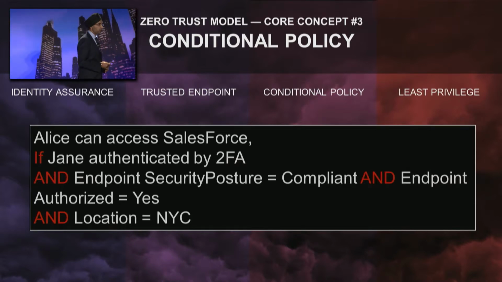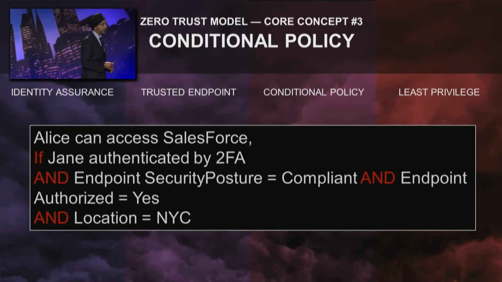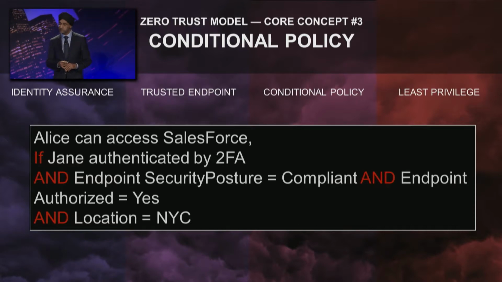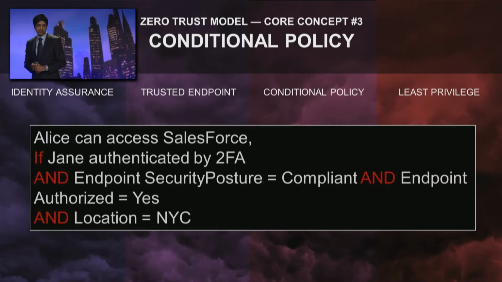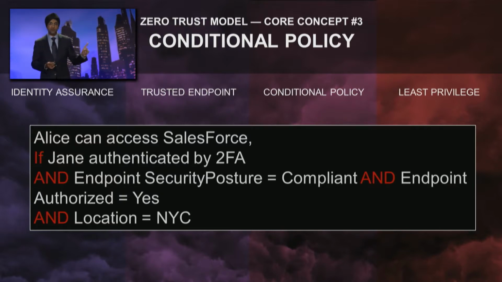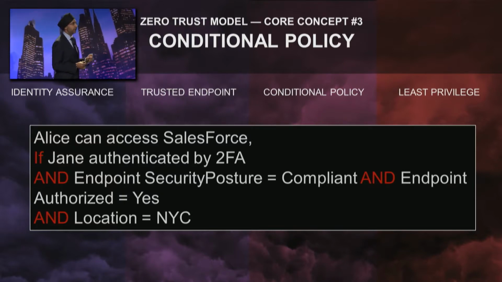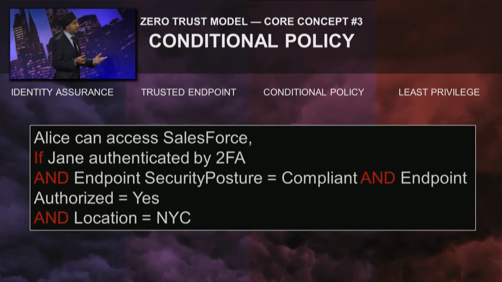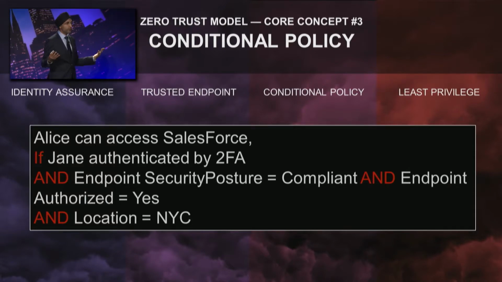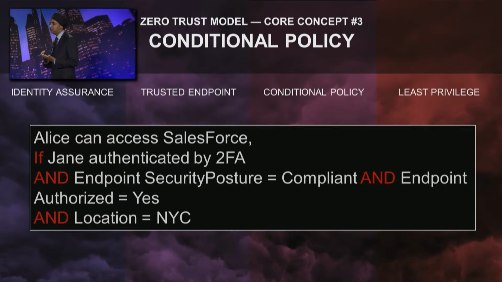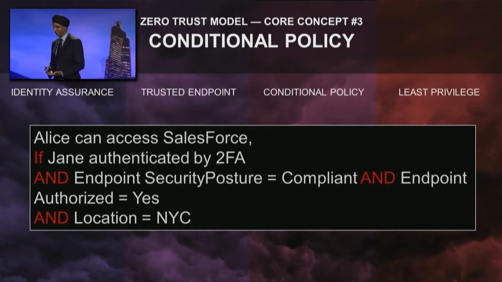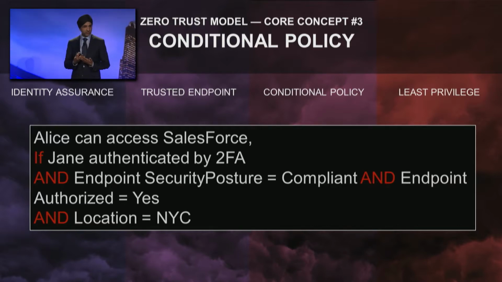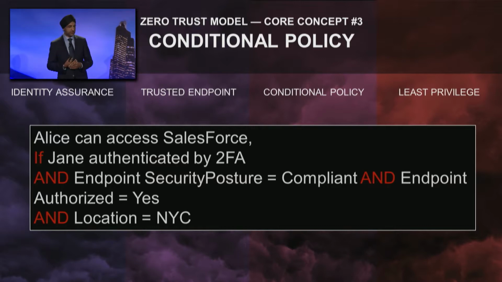Here's an example of a conditional policy. Here's Alice, can access Salesforce if Alice, so got a spelling mistake in there. If Alice is authenticated with MFA, endpoint security is compliant and endpoint is authorized as well. And the location is New York City. So we've combined concepts together to give access. We don't care about the underlying security. We're making a policy based upon these two decisions.